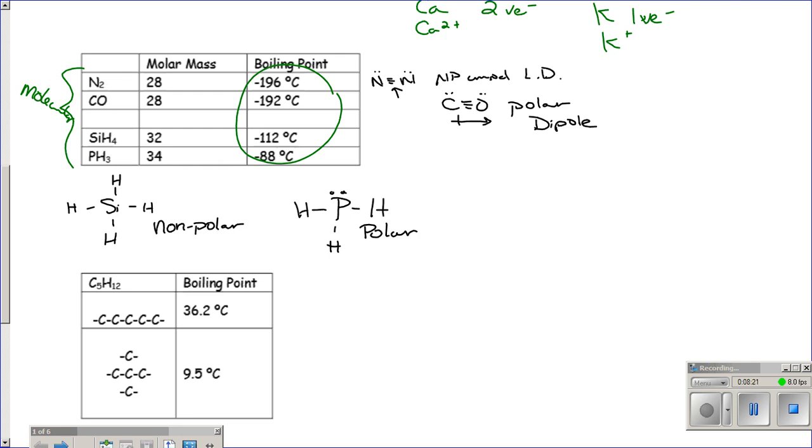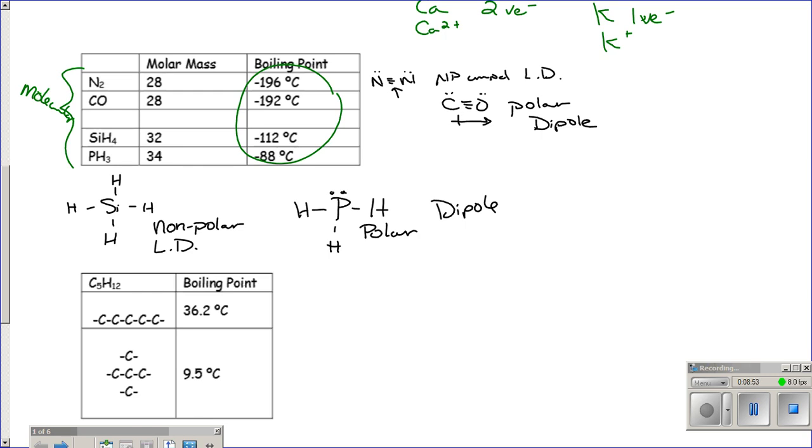We know that polar molecules are attracted with dipole forces. Nonpolar molecules are attracted with London dispersion forces. London dispersion forces are weaker than dipole. So we would expect that silicon tetrahydride to have a lower boiling point than the phosphorus trihydride, and it does. Negative 112 is a lower temperature than negative 88.